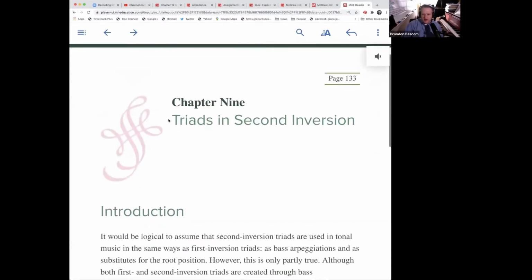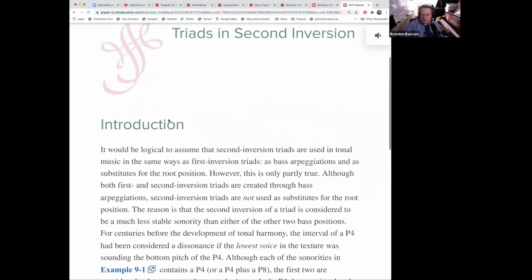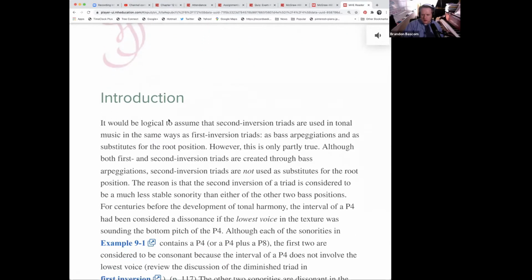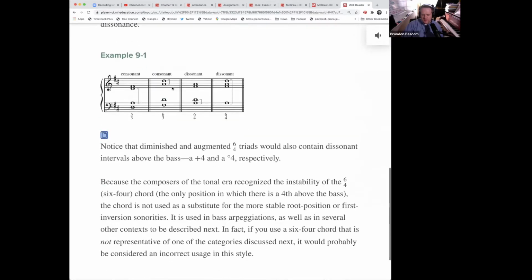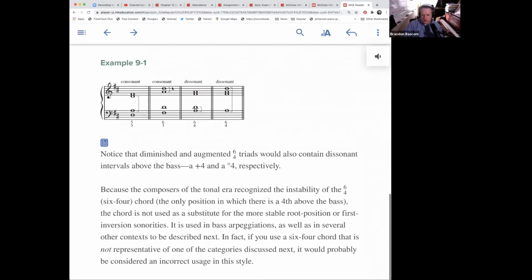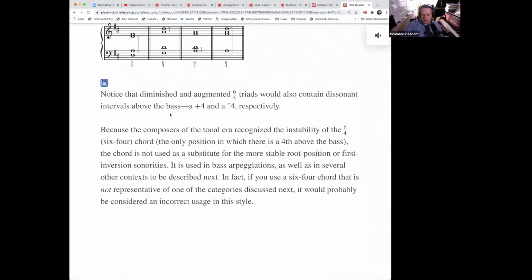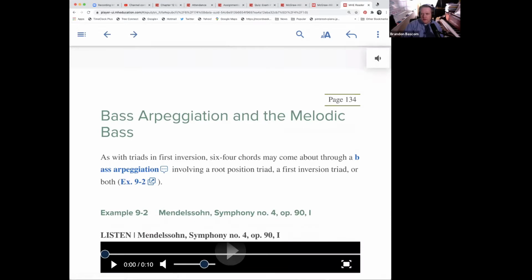We started talking about triads and second inversion. And what was the point of triads and second inversion? Just for funsies. No one knows. No one cares.